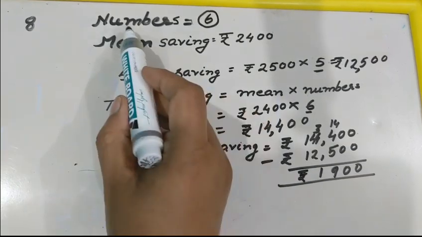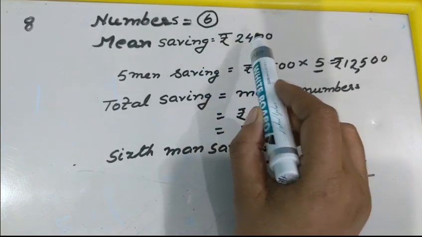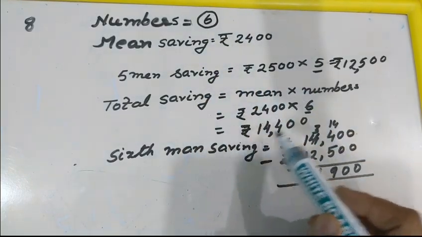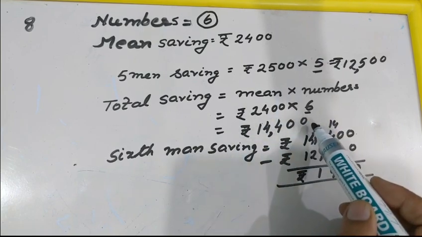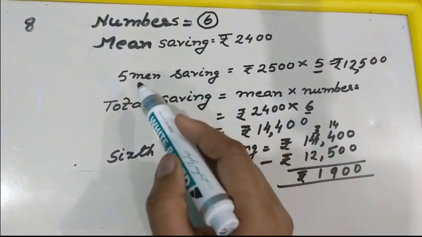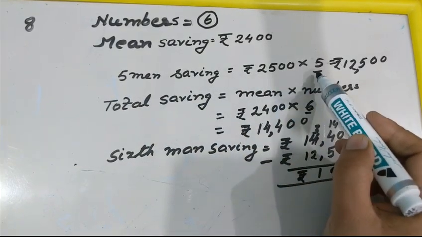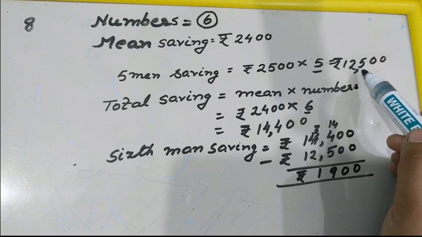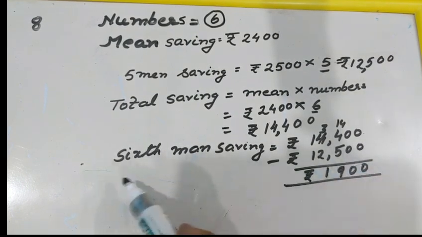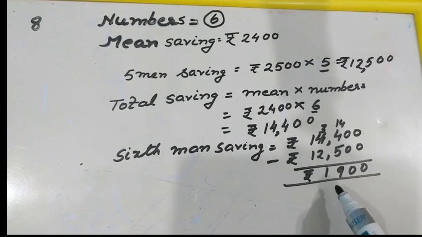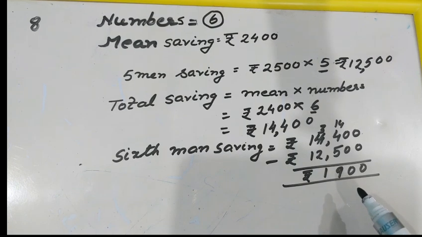You were given the total number of observations and the mean value. So when you multiply the 2, you'll get the total sum of observations. Total sum of observations is the total saving of 6 men. Next part, to find the value of 5 men's saving, multiply the value of each by 5. It will be rupees 12,500. So when you find the difference of the 2, you'll get the saving of the 6th man. Clear? Now let's move to the next question.